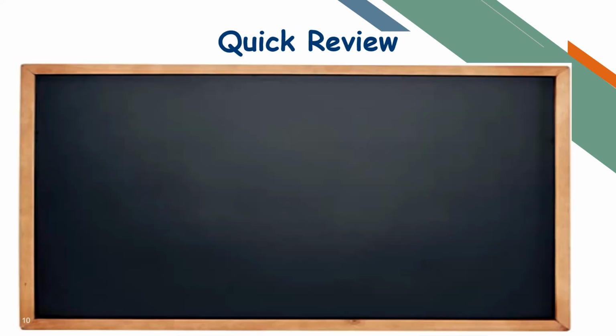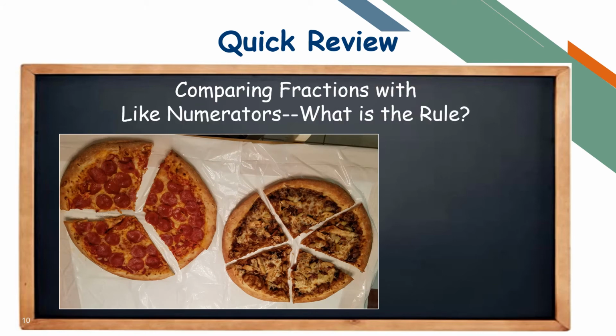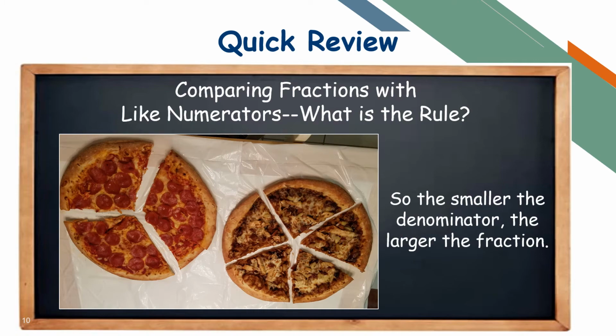Let's review. Comparing fractions with like numerators. What is the rule? In the photo, you can see that the fraction 1/3 has larger pizza slices than the fraction 1/5 when the numerators are the same. This means that 1 out of 3 slices is larger in size than 1 out of 5 slices, and so 1/3 is actually greater than 1/5. You have to think about the size of the slices of pizza to decide which fraction is greater. So the smaller the denominator, the larger the fraction.